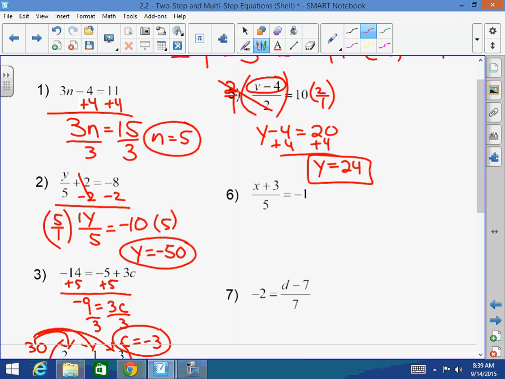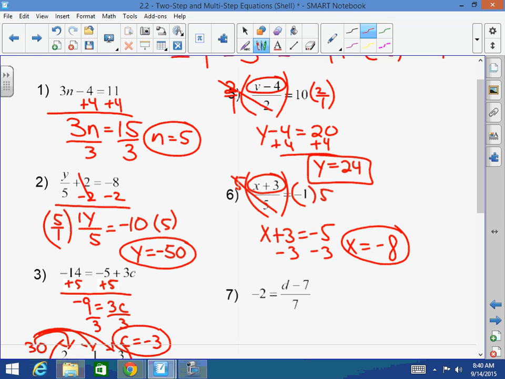So for example, number 6, x plus 3 over 5 equals -1. I've got this 5 that's affecting this whole entire x plus 3. So if I want to get rid of that, I'm just going to go ahead and multiply 5 to both sides. So I've got x plus 3 equals -5. I've got a one-step equation. I subtract 3 to both sides, gentlemen, and x will equal -8.